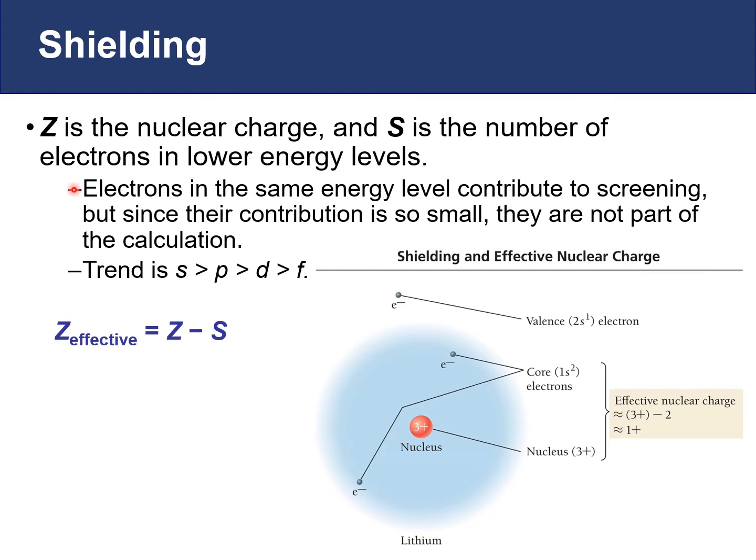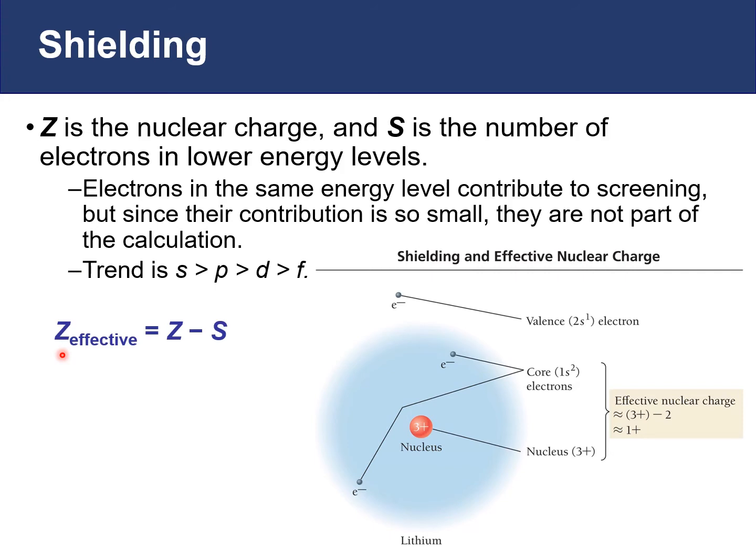Electrons in the same energy level do contribute to the screening, but their contribution is small and they are not part of the calculation. The trend in shielding in terms of strength is that the s orbitals, which are smaller, are better at shielding than the p, which are better than the d, which are better than the f. But when we're calculating the shielding, we count all of the inner core as the same.